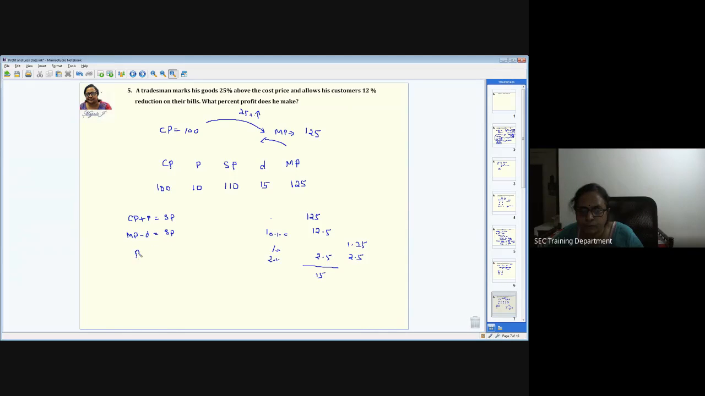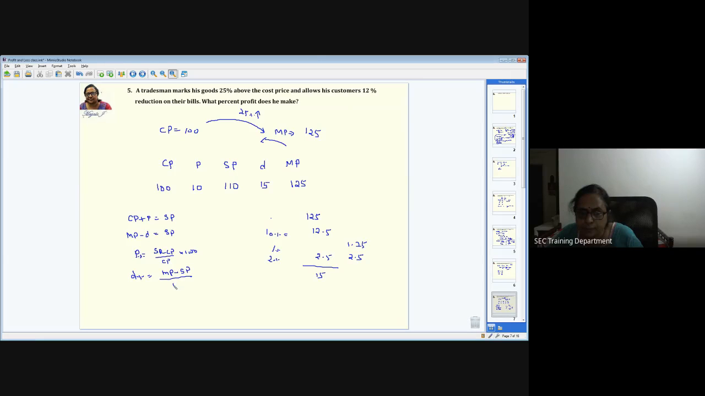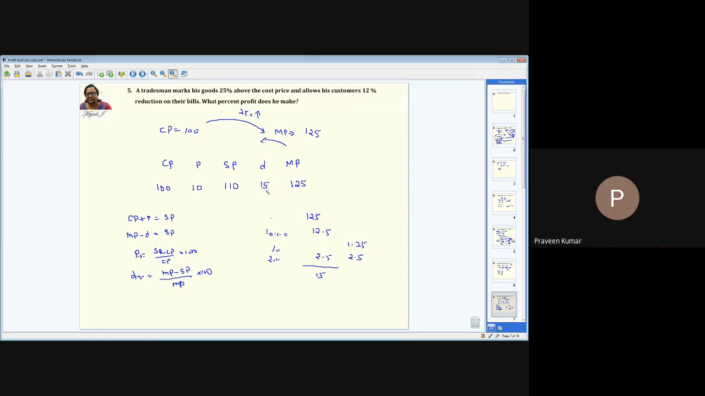And the profit is always calculated on cost price. That is, selling price minus cost price, divided by cost price, or profit by cost price into 100, gives the profit percentage. Similarly, discount percentage is always marked price minus selling price divided by marked price into 100. So discount is always on marked price. Okay.